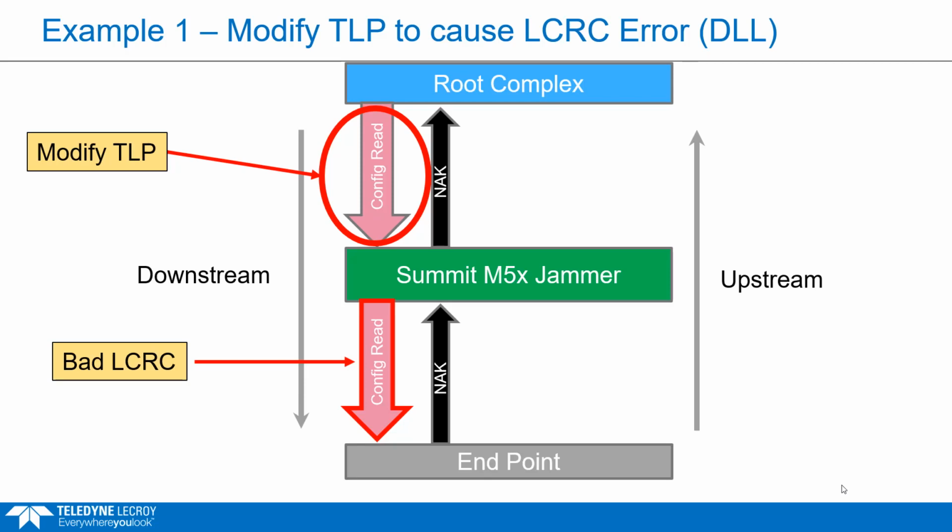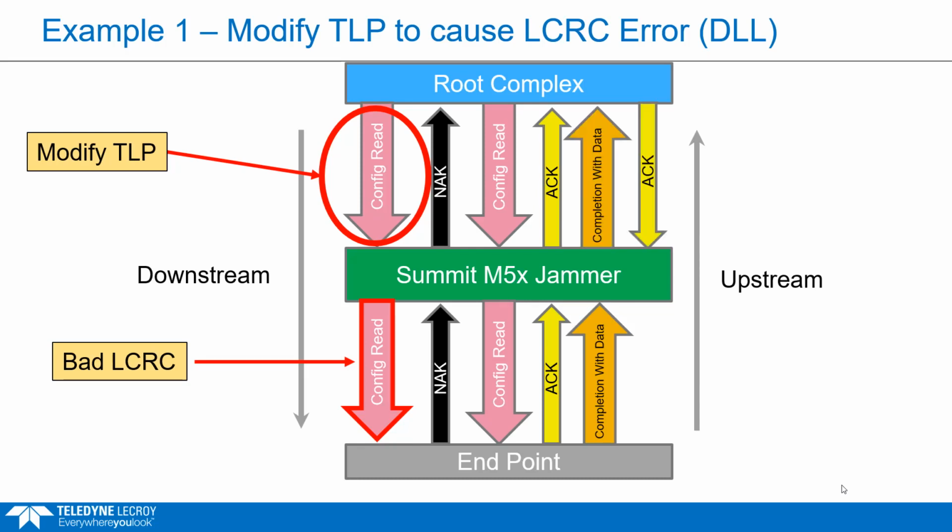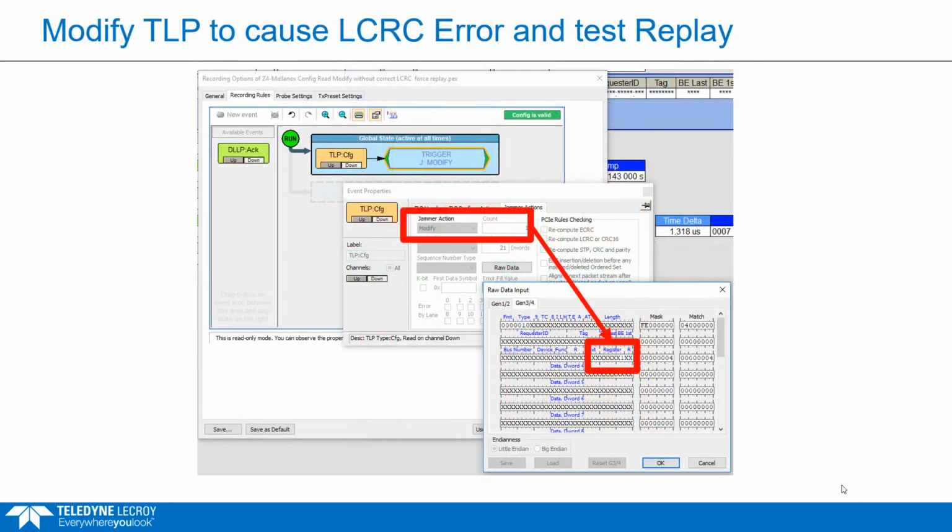The NAK will go through, and we'll see that in the trace. The configuration read is going to be replayed again, and then it's going to go through correctly the second time. It should be acknowledged, the completion with data comes back, and then that gets acknowledged and the transaction is complete. We set that up in the recording options like this.